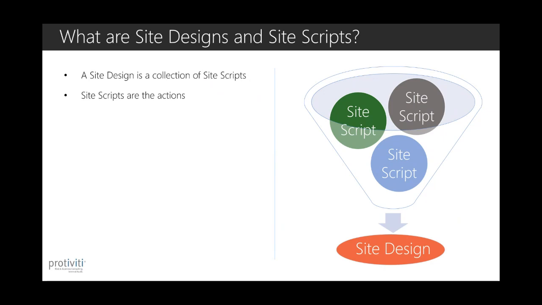And site scripts are the actions. So let's say I wanted to create a column. Let's say I wanted to join a hub site, maybe create a new list, maybe change some permissions, maybe trigger a flow.